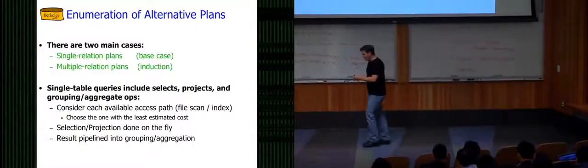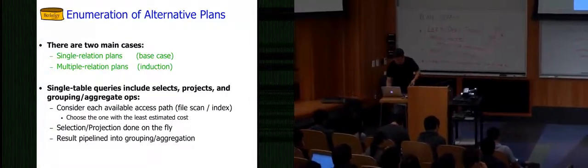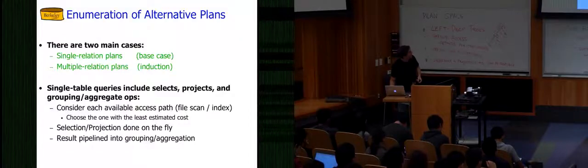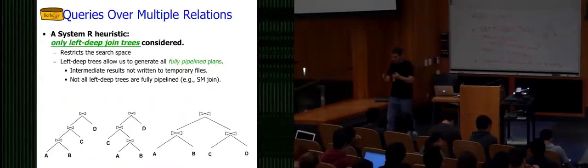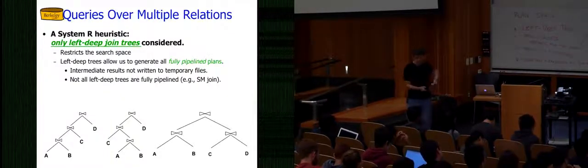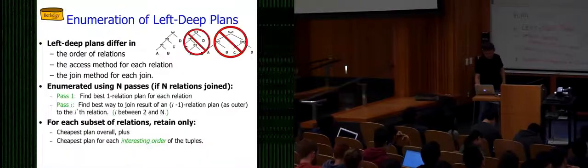Okay? The second line here. For a multiple relation plan, how do we do induction on single relation subplans? And this is how it's going to go. This is where the dynamic programming comes in. We're only going to look at left deep trees. You know that. Because they pipeline nicely. So none of those.